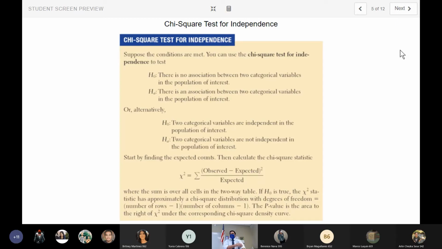Remember, independent means that knowing one thing does not influence another thing. If they're independent, that means they have no influence over each other. And then similarly to the test for homogeneity, we have to find our expected counts, calculate the chi-square statistic, find the p-value based on the given degrees of freedom, and then we can make a conclusion and interpret that p-value. So these are here for your reference.